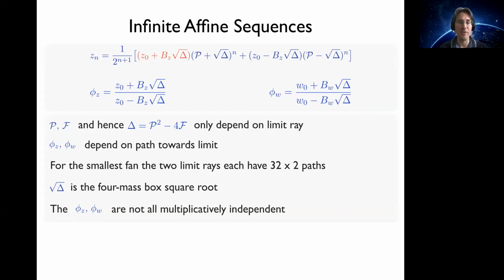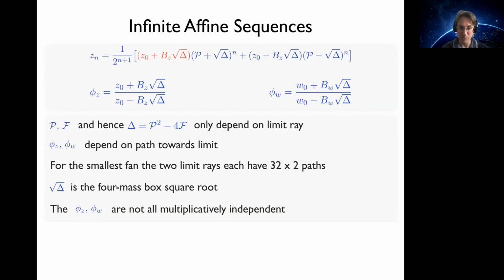And depending on the fan, well, on our smallest fan that we took, each limit ray has 32 origin clusters, and then each one has a Z branch and a W branch, both of which asymptote towards that ray. So this square root delta, in that case, is the 4-mass box square root. So that's something we know we need for scattering amplitudes. And moreover, this phi z, phi w, there are many of them, 128 in total for that fan, because I've got 32 times 2 times 2, because I've got 2 rays. I have 128 of such ratios.